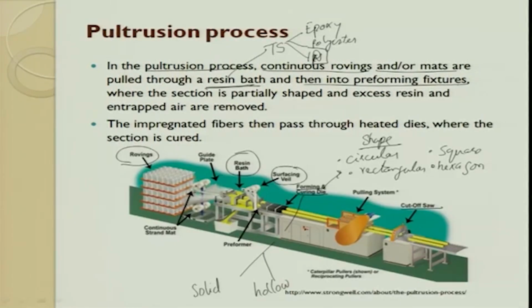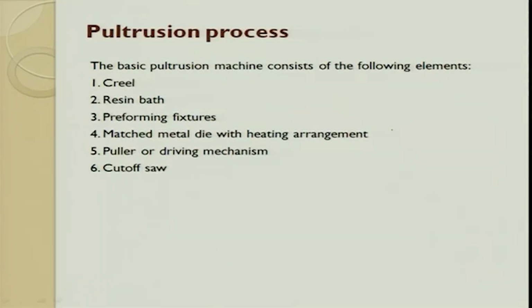So, if you see in this, it passes through a resin bath and then it is pushed into a preformed fixture, and it does not just exit, you take the preform for a longer distance. Here the cross section is partially shaped and the excess resin and air gaps are removed, and then you allow it to cure. The impregnated fiber then passes through a heated die where the cross section is cured. Is it clear? So, here the section is partially shaped and the excess resin is removed. As and when it is removed, the trapped air is also removed, and then you move to the next stage where the die is heated and you get the required output.